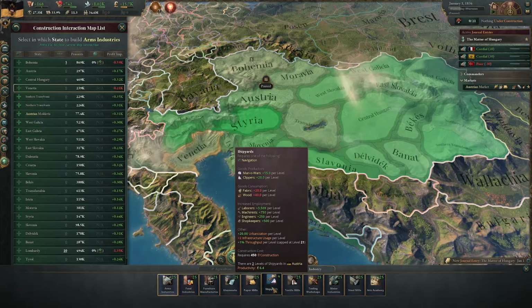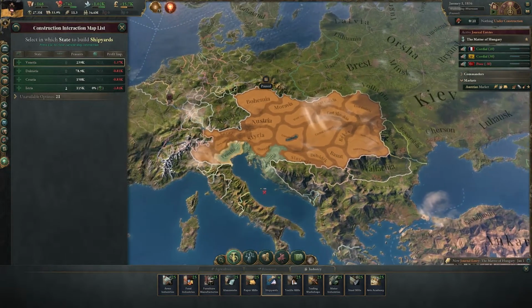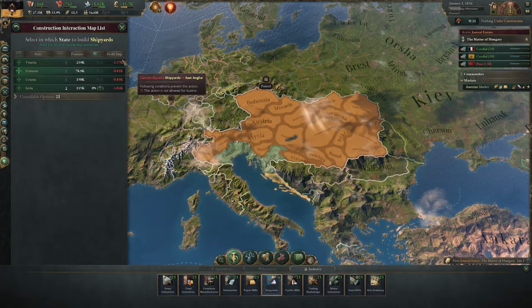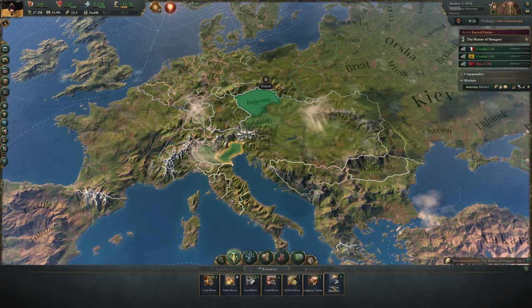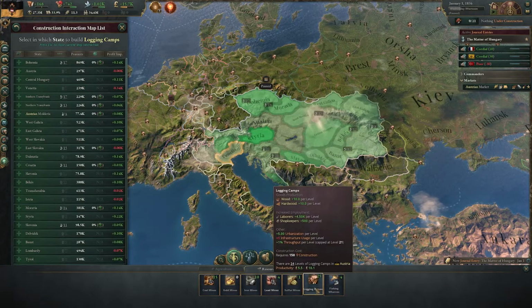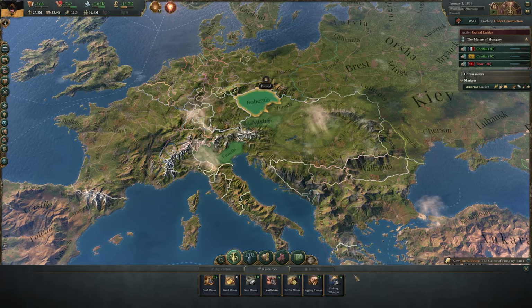Now that isn't always the case. You can see right here, shipyards can only be built in 4 locations. It's the same for all of these. Typically with resources, you're a little bit limited. Pretty much logging camps can be built everywhere, but that's not always the case.